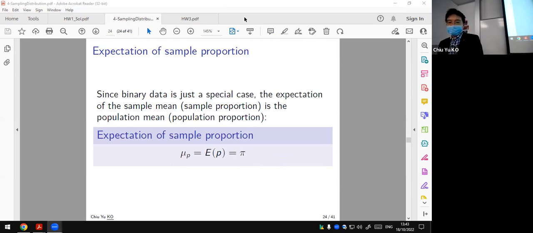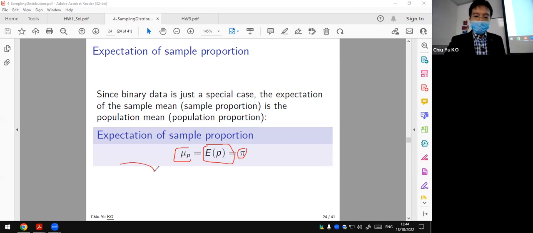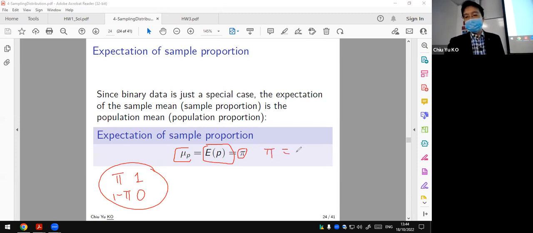So why do we want to talk about this? Because the thing we learned applies here. The expectation of the sample proportion is the population proportion. What does that mean? Suppose in your population, pi of them are 1 and 1 minus pi are 0. Say pi is 0.3, so maybe out of a hundred people, 30 like cats.